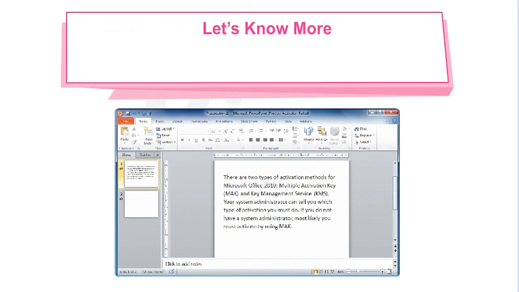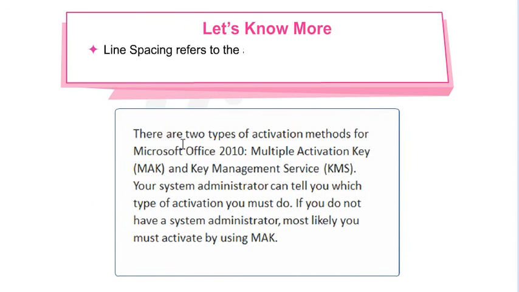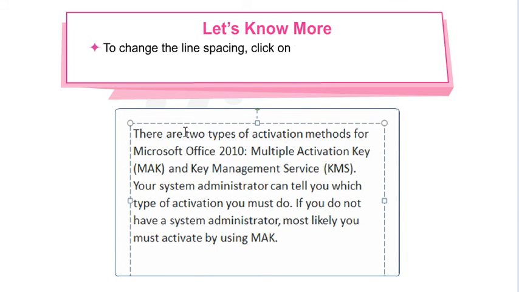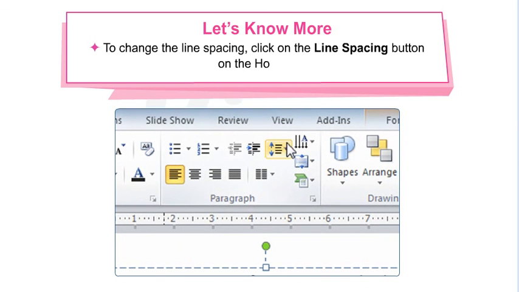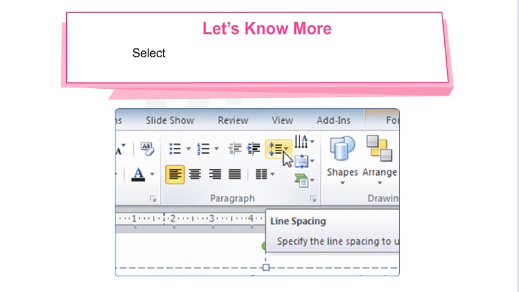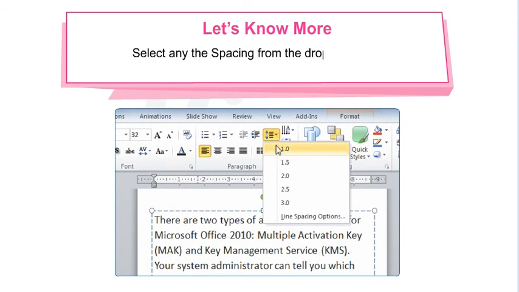Students know the fact that line spacing refers to the amount of vertical space between each line of text. The default setting is single line spacing. To change the line spacing, click on the Line Spacing button on the Home tab. Select any of the spacing from the drop-down list.